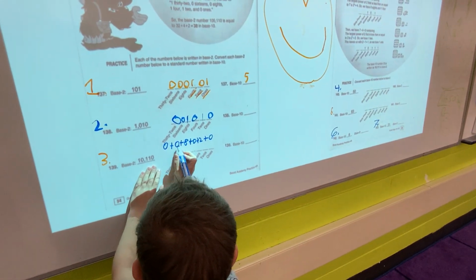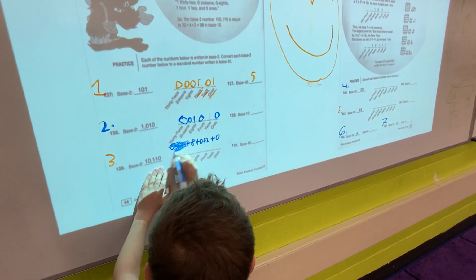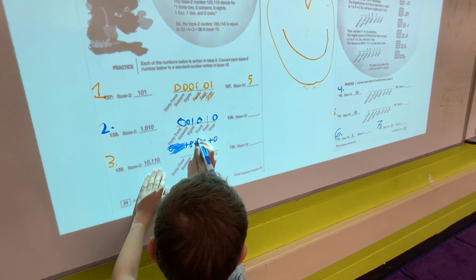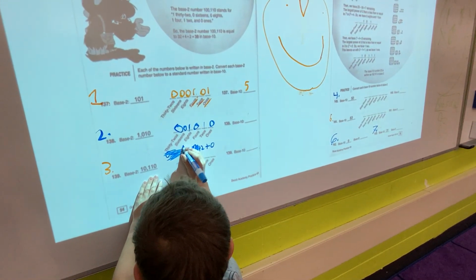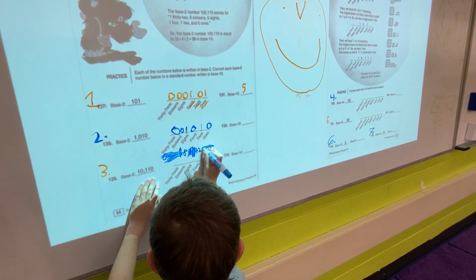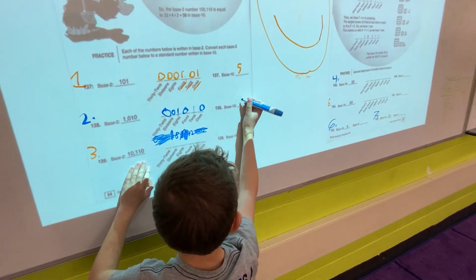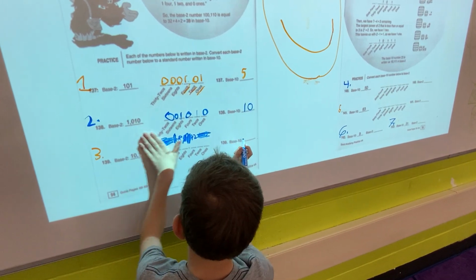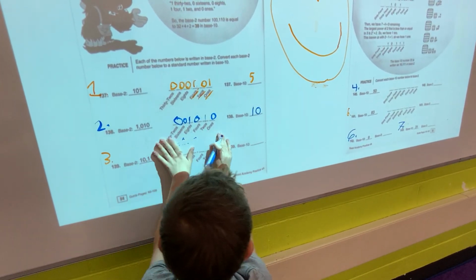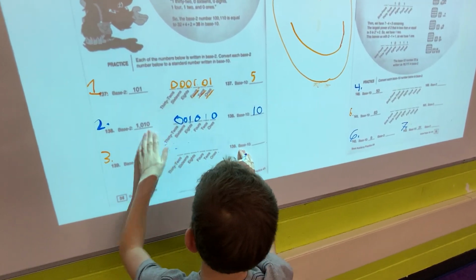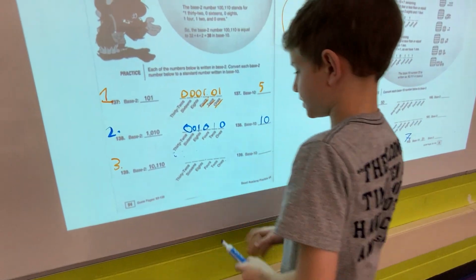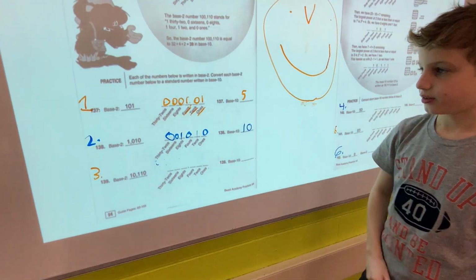0 plus 0, so we don't need this, and we don't need this, and we don't need this. So it's basically just 8 plus 2, which is 10. So 1010 converted into base 10 is 10.